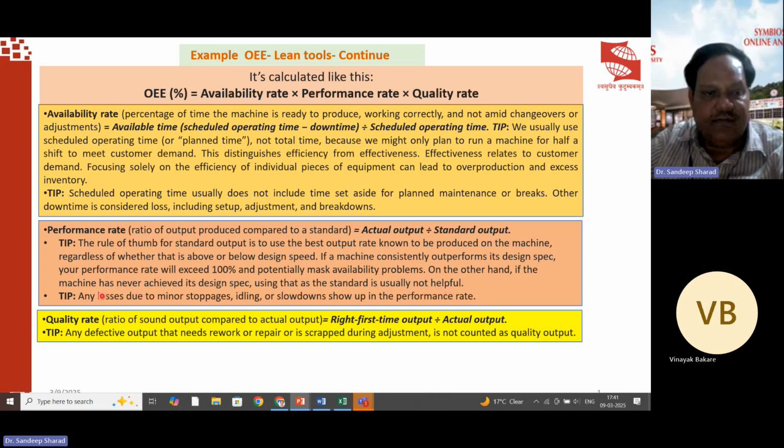On the other hand, if a machine has never achieved its design specs, using that as a standard is usually not helpful. The quality rate is the ratio of the sound output compared to the actual output, right first time output divided by the actual output. Tip: any defective output that needs rework and repair, or the scrap during the adjustment, is not counted as quality output.